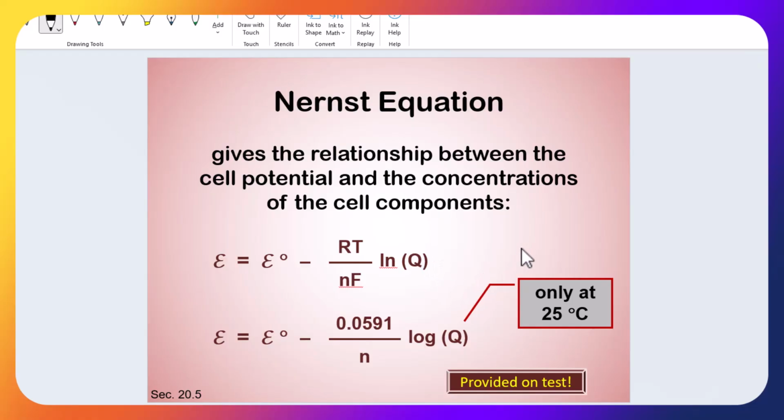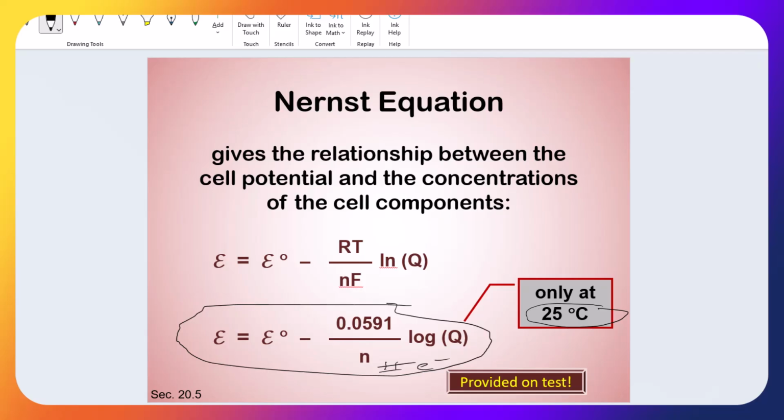Honestly, there have been very few problems in my chemistry career where I've not been able to use this. Even when it wasn't exactly at 25 degrees, you're going to get a fairly predictable result. And the Nernst equation is provided on the exam. And so N is the number of electrons transferred. We just talked about that.